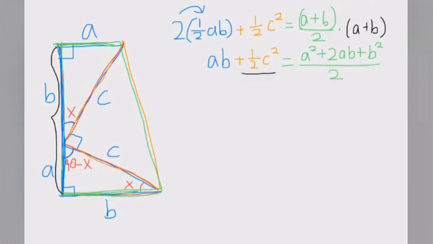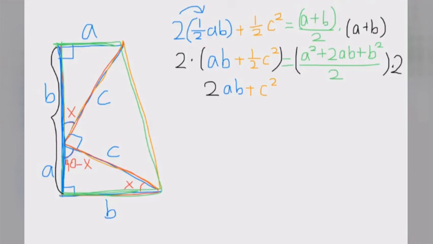I have a 1/2 here and a 1/2 here, and I don't really like fractions. So I want to get rid of those fractions. I can just multiply both sides by 2 then. So let's do that. Multiply this by 2. Multiply the right side by 2. Then on the left, 2 times AB is 2AB. 2 times 1/2 C squared is going to be just C squared.